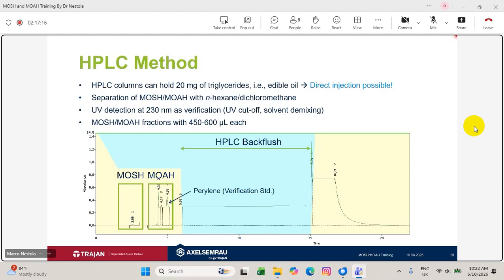So from the HPLC side, it's a very simple separation. It is not even possible to be more simple than this.